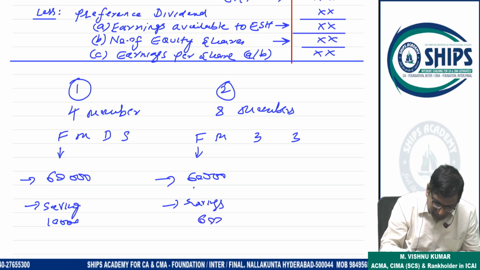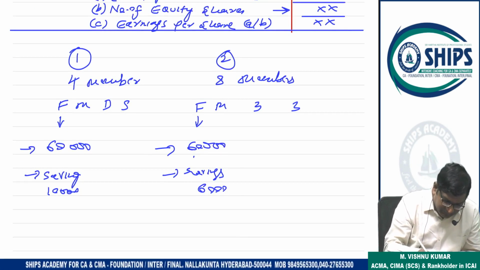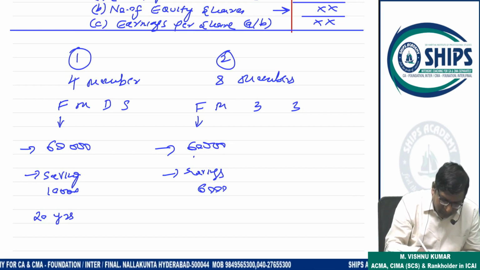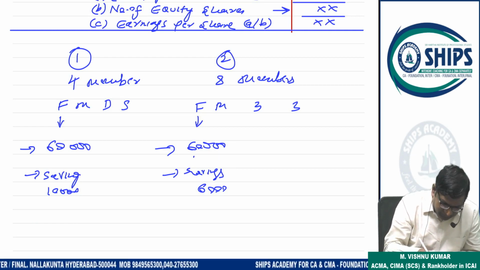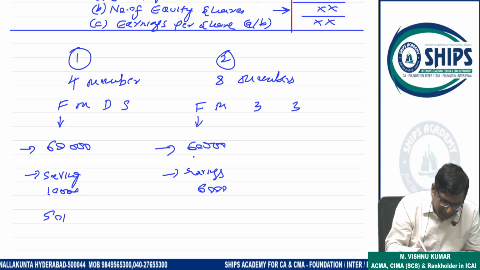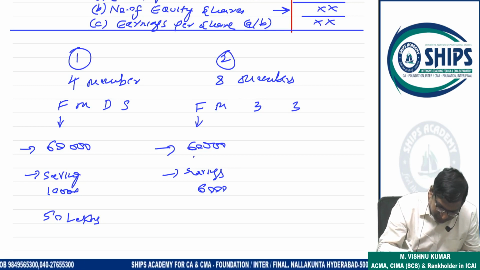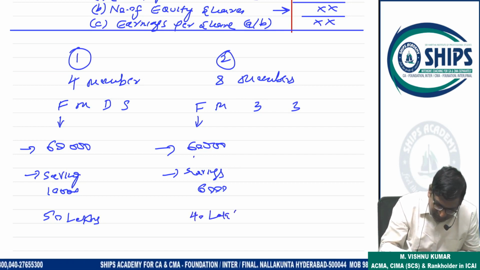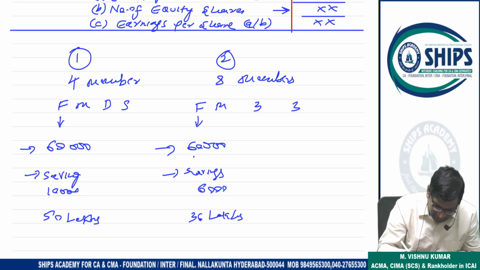It is a big family, so savings are not much there. 6,000 rupees. Ultimately, suppose in 10 years, this family has saved suppose 50 lakh rupees. 50 lakhs, for example, in 10 years. And this family has saved suppose 36 lakhs. Okay?